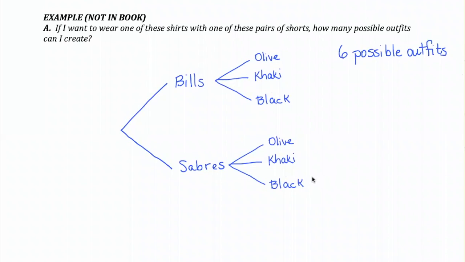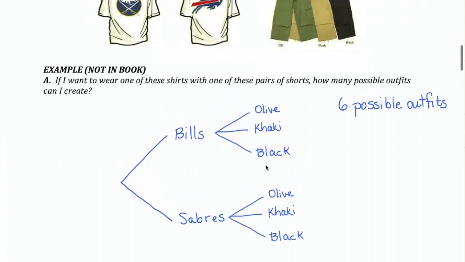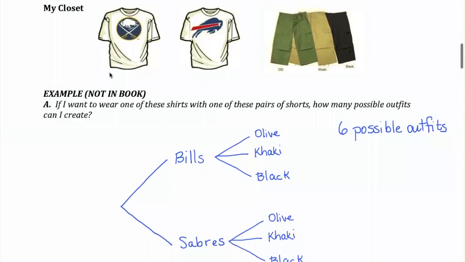Now, if you are observant, there's a way to predict this number of possible outfits without having to do the tree diagram. Notice the options for number of shirts and notice the option for number of shorts. So, how are the numbers 2 and 3 related to 6? If you multiply those together, that does predict how many different outfits I can make from 2 choices of shirts and 3 choices of shorts.